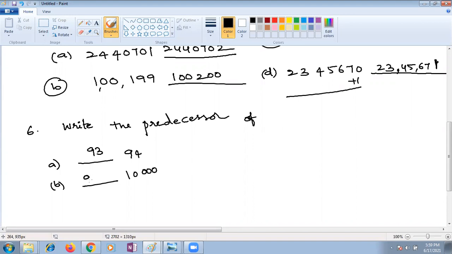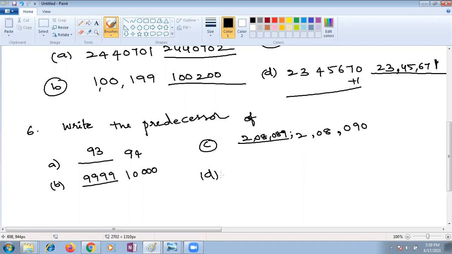Ma'am, it is 9,999. Very good. So my next question to Yadharth. What is the predecessor of 2 lakh 8,090? Ma'am, 2,08,089. Very good. 2 lakh 8,089. Right.